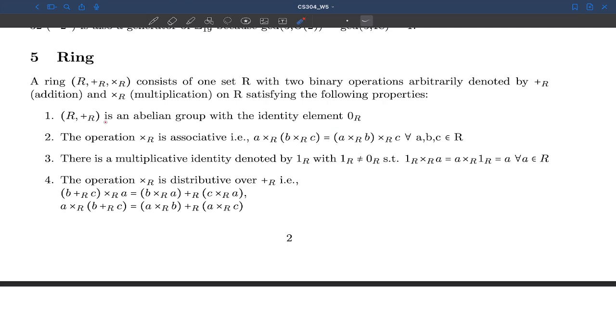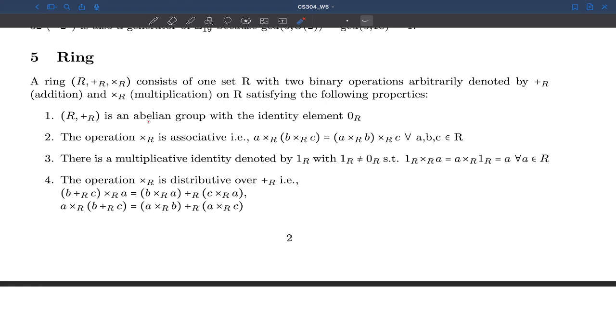But one thing is that my set R combined with the first operator only, if I consider these two things only, this should make an abelian group. Now you know what an abelian group is, right?